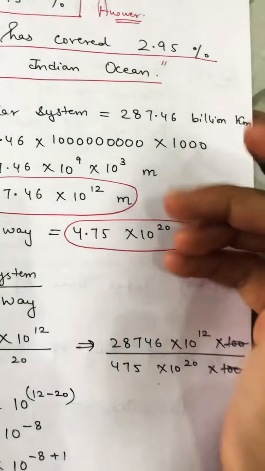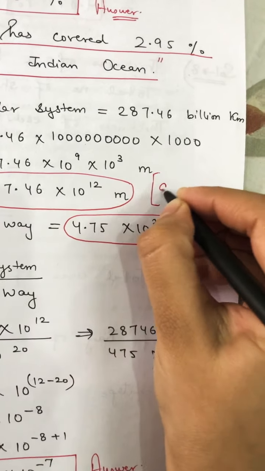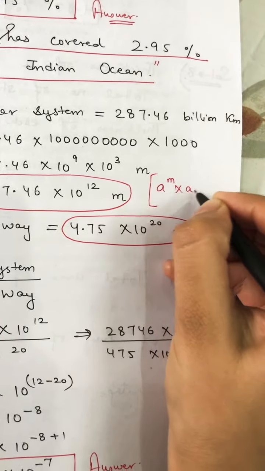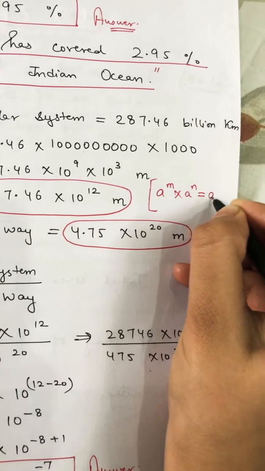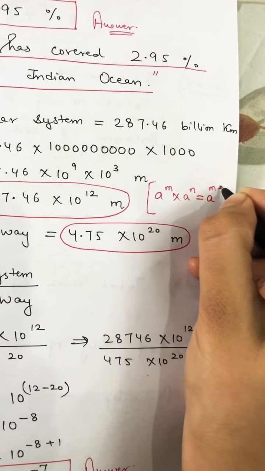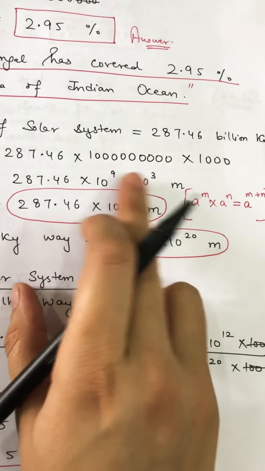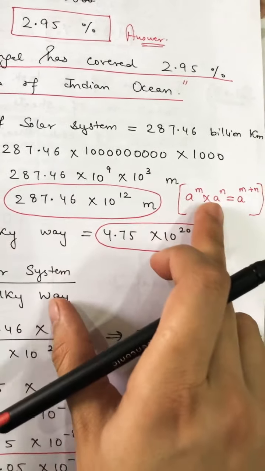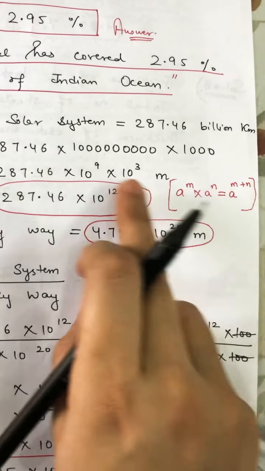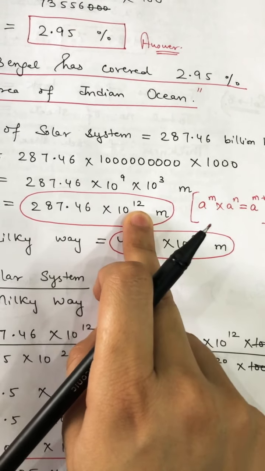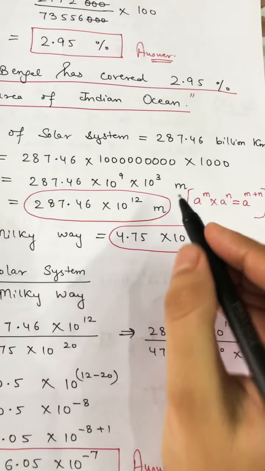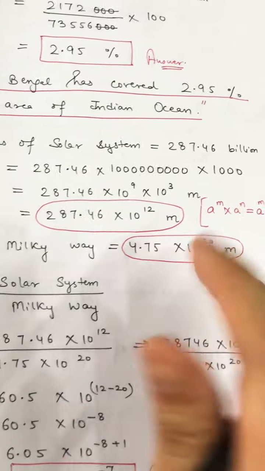Which law do you have to apply here? A raised to power m multiplied by a raised to power n is equal to a raised to power m plus n. You have to add these powers, because the base is the same. So 9 plus 3 is equal to 12. Clear? So this is by the law.